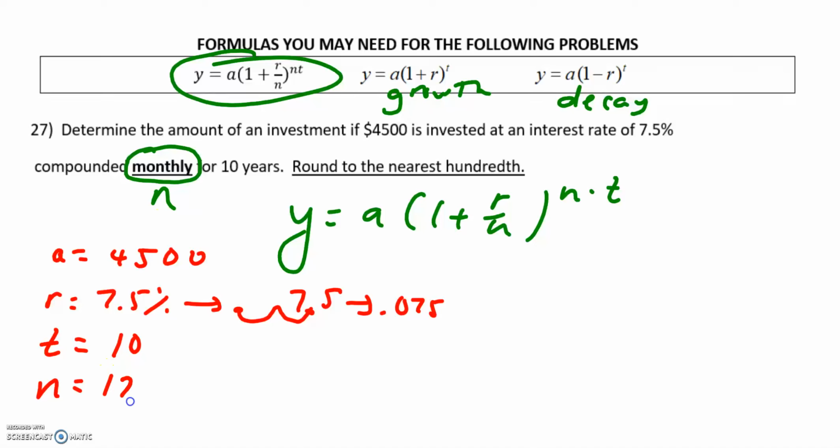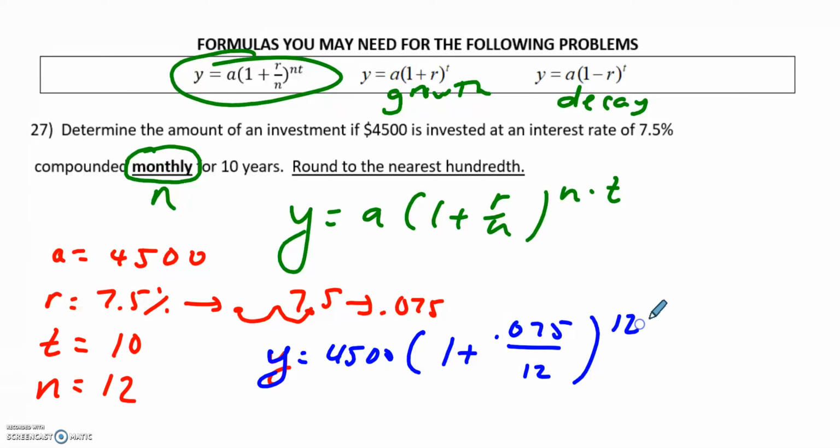And because there's 12 months in a year, n must be 12. So I need to plug these in accordingly. Let's have y equals 4,500 times (1 plus 0.075 over 12) to the 12 times 10 power.